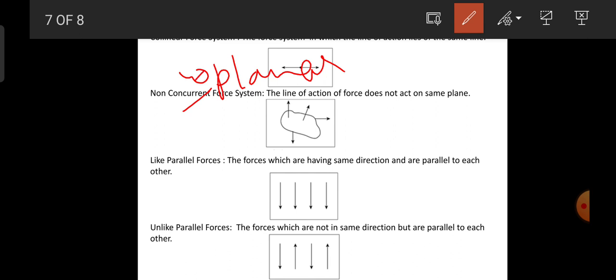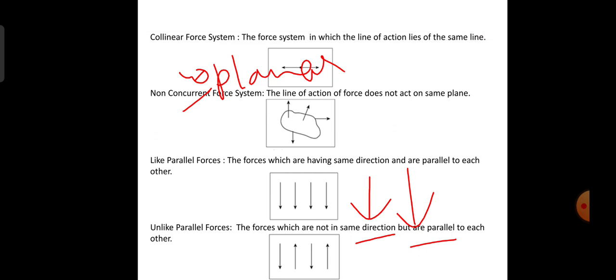So next is parallel forces. In general, it is parallel forces, but in particular there are two different types of parallel forces. One is like parallel forces, and the second one is called unlike parallel forces. So, like parallel forces are the forces which have the same direction, either upward, downward, rightward, or leftward, and are parallel to each other. Next, unlike parallel forces are the forces which are not in the same direction, but they are parallel to each other.